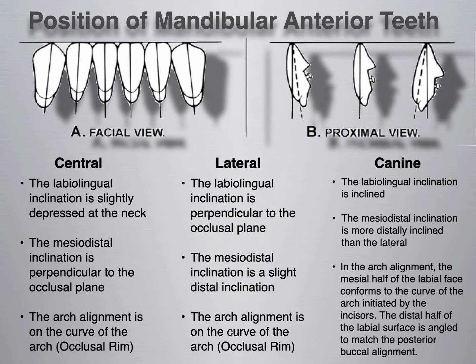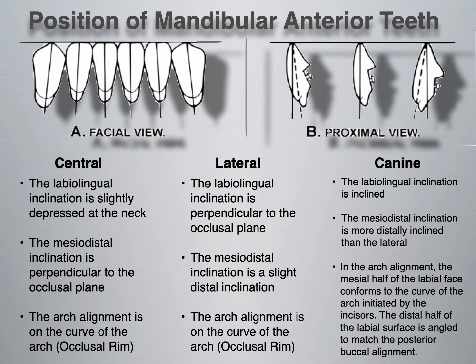Back to the mandibular anterior tooth setup, we have our lateral. The labial-lingual inclination is perpendicular to the occlusal plane. The mesial distal inclination is a slight distal inclination, and the arch alignment once again should follow the rim or the overall arch form that you've created on your maxillary if the lower anterior teeth are the last set of teeth that you are setting.